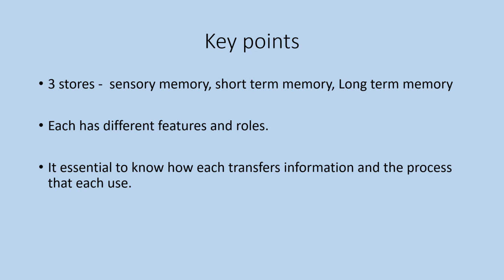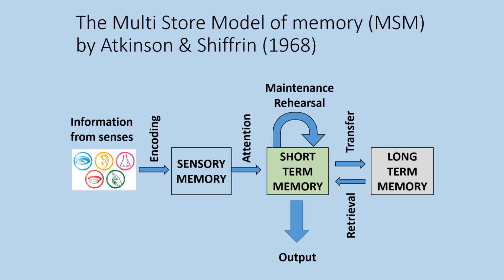So, key points about this. There are three stores: sensory memory, short-term memory, and long-term memory. Each of these has a different role to play. It's essential for us to know how information transfers from each section to the next, and the processes and features of each store. We also need to know the structure and the layout. So let's have a look at that. This is literally the model.